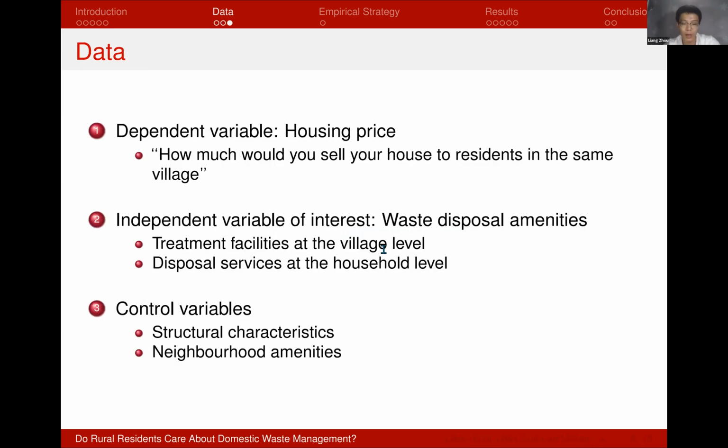The dependent variable in this paper is the housing value. In the survey, most of the villagers are aware of their housing value. The key independent variable is domestic waste treatment, which are treatment facilities at the village level and treatment services at the household level. I also control the structural and the neighborhood characteristics of the house.